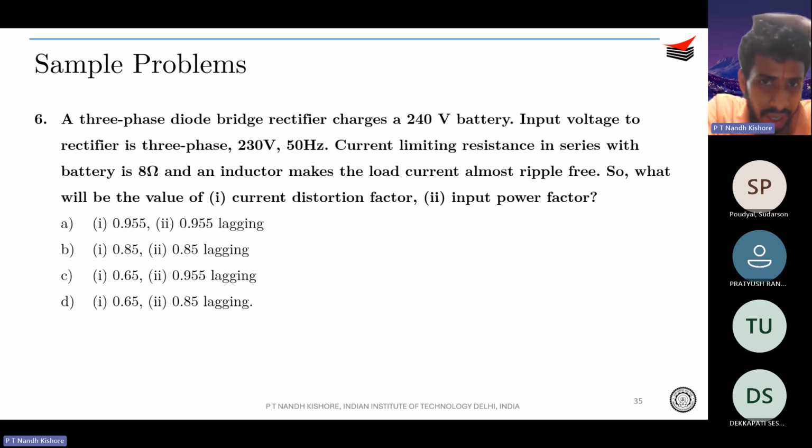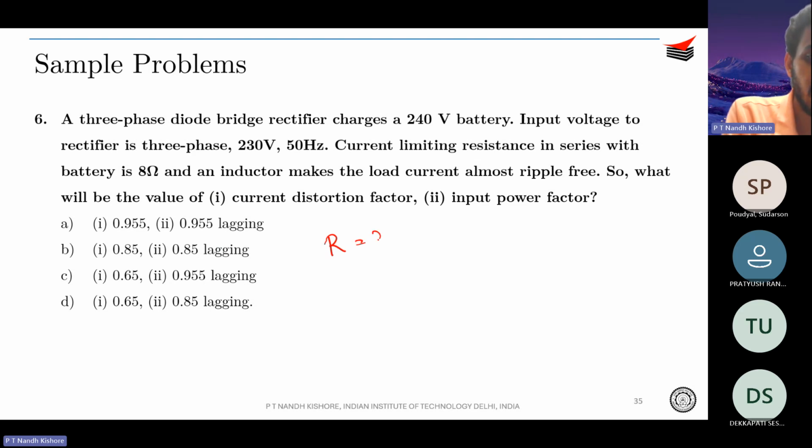A three-phase DBR diode bridge rectifier charges a 240 volts battery. Input voltage to the rectifier is 230 volt AC. Current limiting resistance in series with the battery is 8 ohms. Means that R value, your load resistance, is 8 ohms, right?